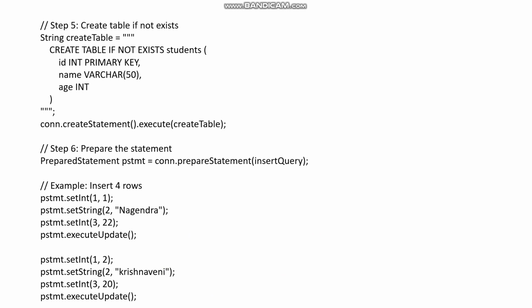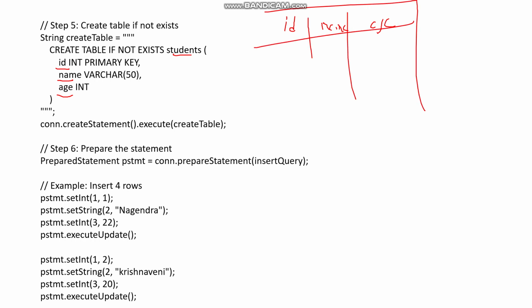Next, come to step 5. Here I am creating the table. String createTable: create table if not exists student. Means if the student table is not available in the test database, then create this table. The student table contains 3 columns: the first column name is ID, the second is name, and the third is age. The table name is student.